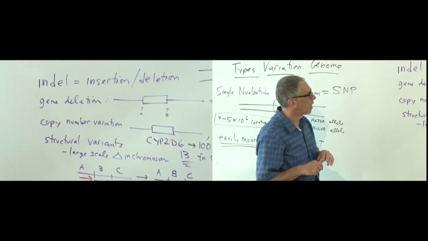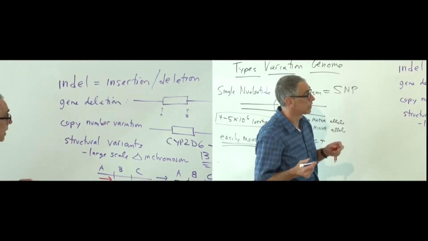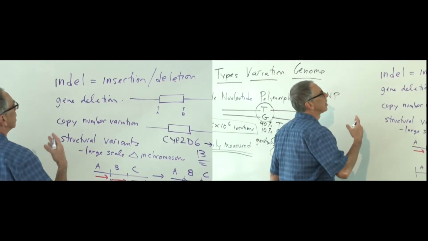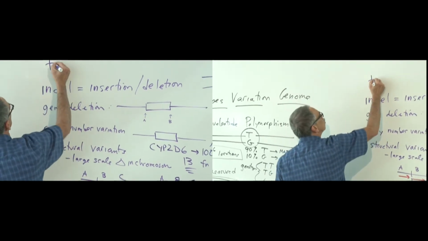Another and the final kind of very important for disease variation, which is a kind of insertion, is a triplet repeat.